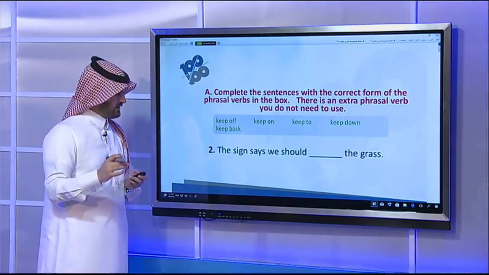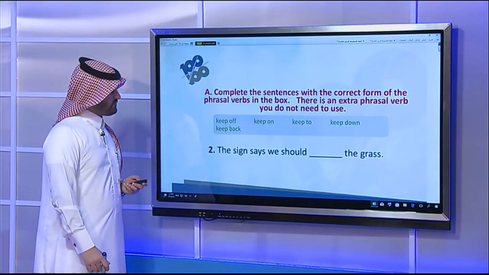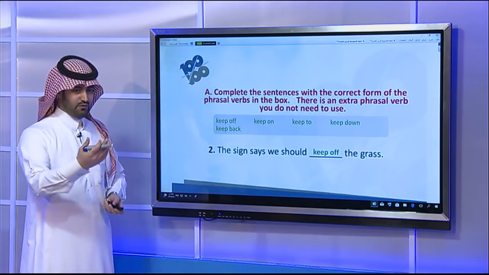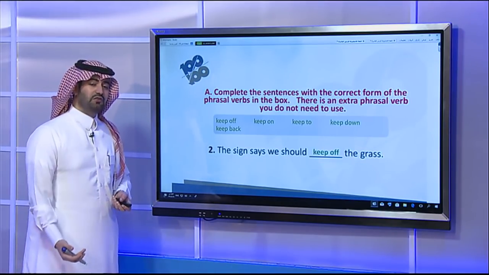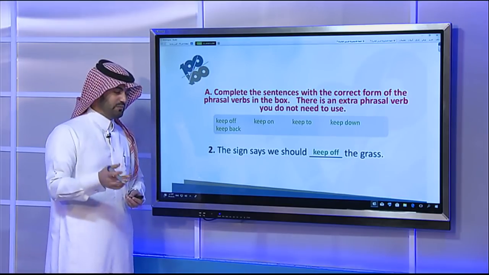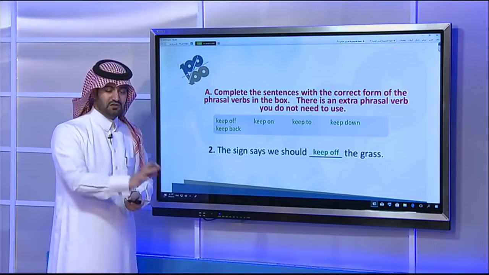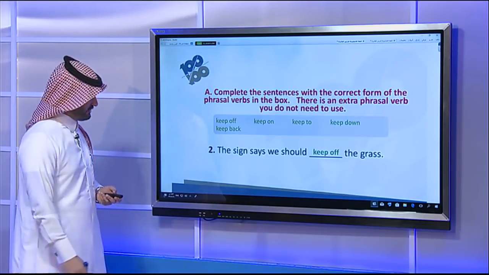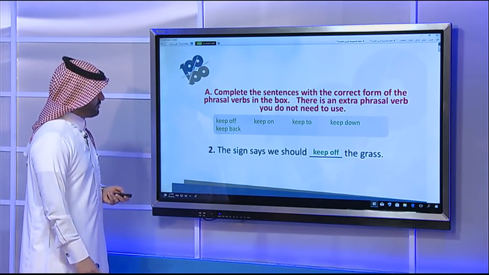Usually we say it as keep off the grass. So the sign says we should keep off the grass. Don't touch the grass, stay away from the grass, okay? For example, when young children have dirty boots and their mother tells them, keep off the carpet, don't touch the carpet because it's clean and your shoes are dirty. Okay, keep off, stay away.